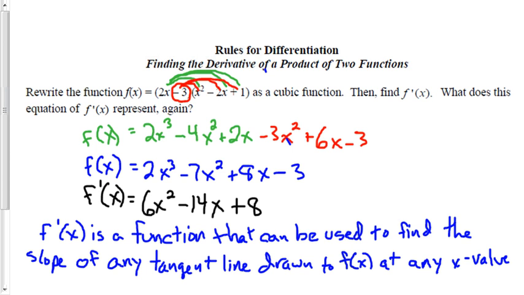The derivative is a function that can be used to find the slope of any tangent line drawn to the original function f of x at any x value. So obviously if I let x equal 1, the slope's going to be different than if I let x equal 7. So I just substitute into that new function.